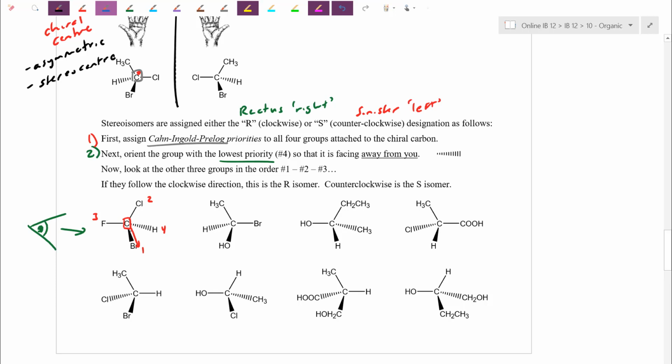The bromine is jumping off the page here. Priority 1, 2, 3 end up making a counterclockwise orientation. Counterclockwise here is to the left. It's sinister. This is actually the S form. It's the S isomer. Okay.